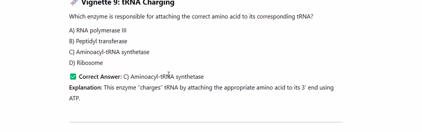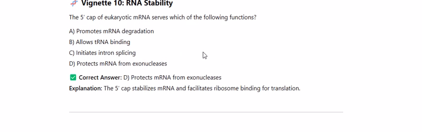Vignette 10. RNA stability. The 5' cap of eukaryotic mRNA serves which of the following functions? A. Promotes mRNA degradation. B. Allows tRNA binding. C. Initiates intron splicing. D. Protects mRNA from exonucleases. Correct answer: D. Protects mRNA from exonucleases. Explanation: the 5' cap stabilizes mRNA and facilitates ribosome binding for translation.